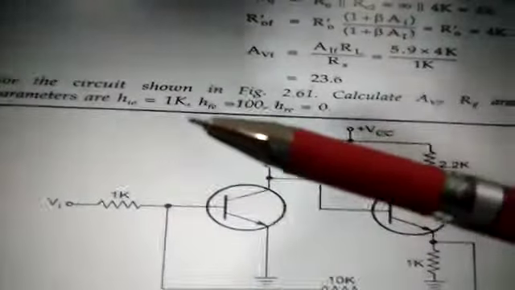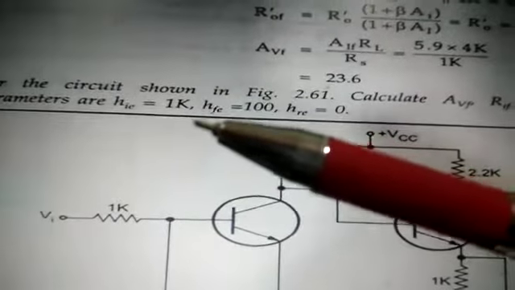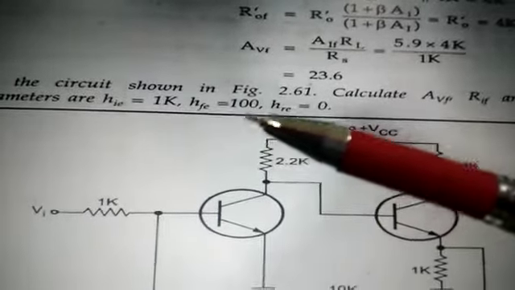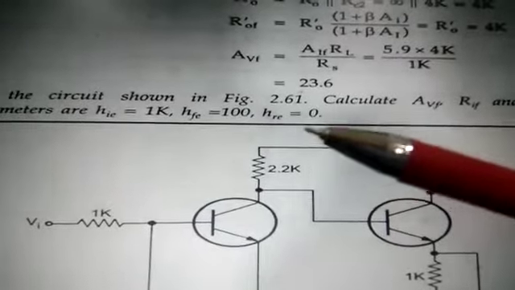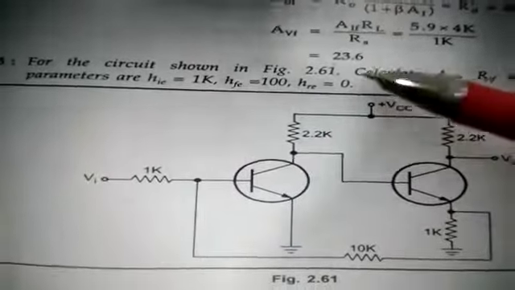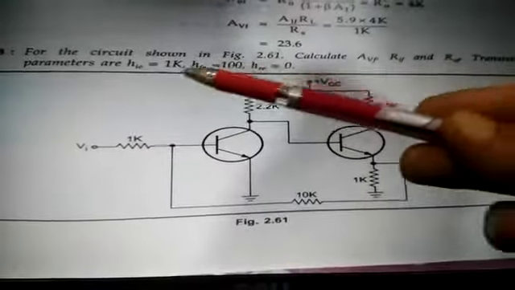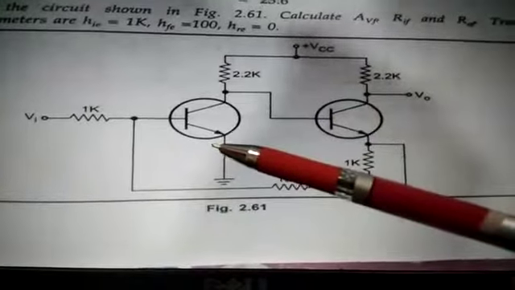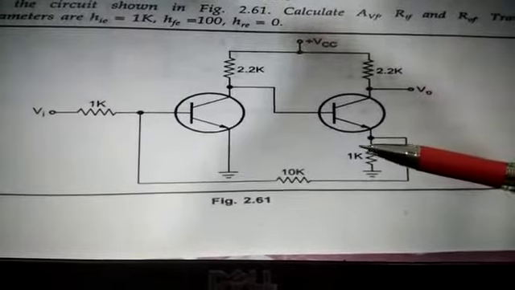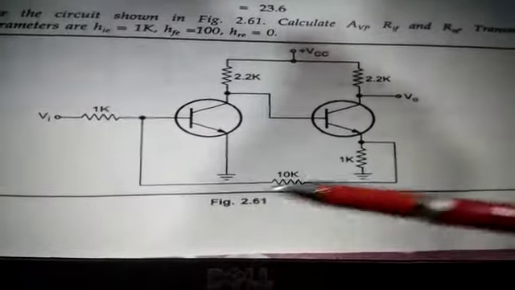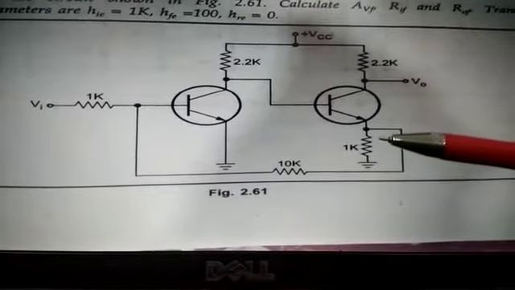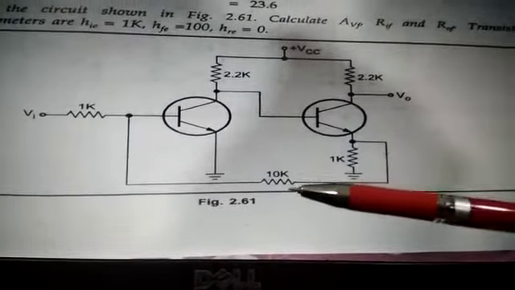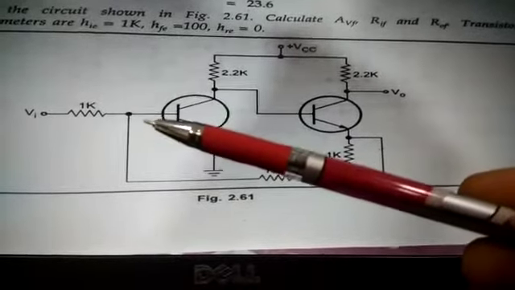Here the transistor parameters are given: HIE is equal to 1 kilo ohm, HFE is equal to 100, HRE is equal to 0. Since these parameters are given in emitter form, this is a common emitter configuration. Both the transistors shown here are common emitter. The feedback is also provided here: from the second stage emitter, through the 100 kilo ohm, to the input of the first stage, that is the base.